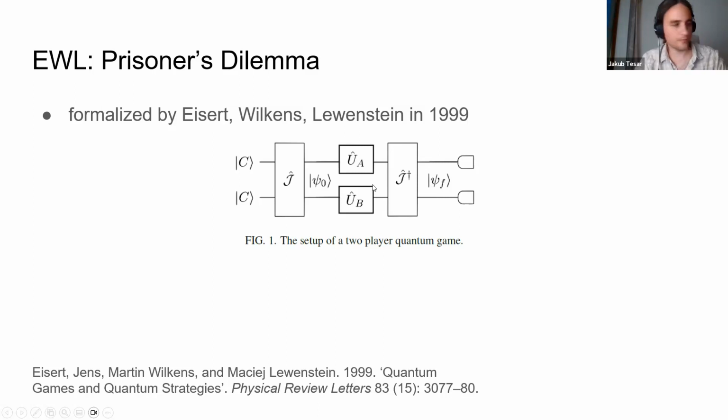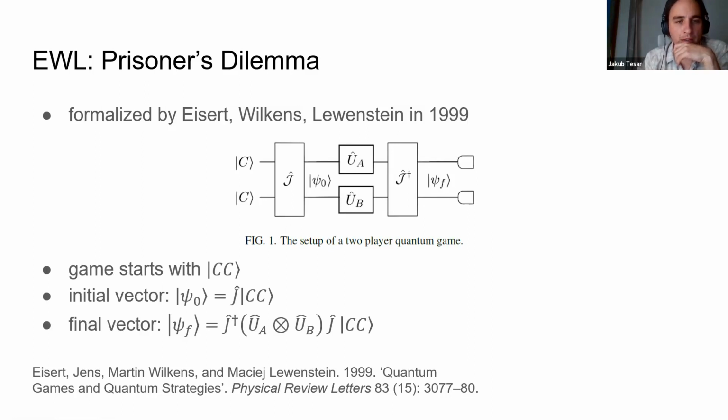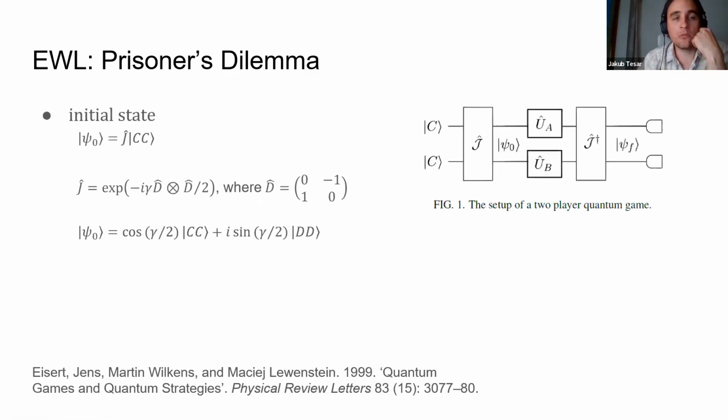The dagger is the inverse, self-adjoint, if I'm not mistaken, Michael. Hopefully I'm correct. And then you have the final states, which you will measure. So I already described it, so I will just show you what they did in the paper.